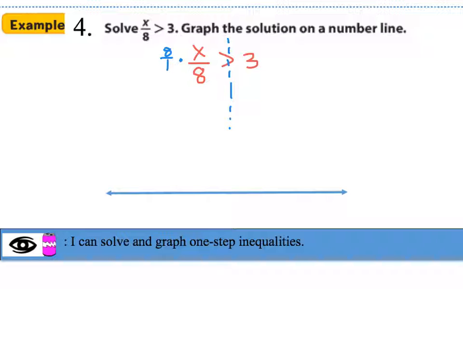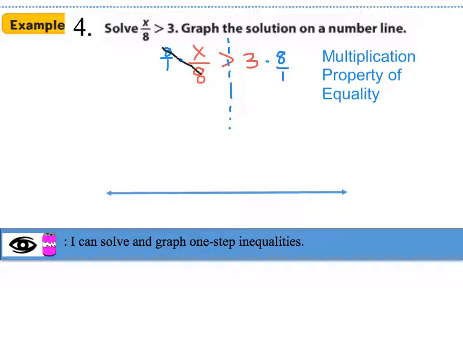But if I multiply one side by 8 over 1, I have to make sure I multiply the other side by 8 over 1. This is an example of using the multiplication property of equality because we multiplied by 8 on both sides to keep the problem balanced. So now we can cross out the 8 divided by 8, and x is all by itself. Drop down the greater than symbol, and on the right-hand side 3 times 8 becomes 24.